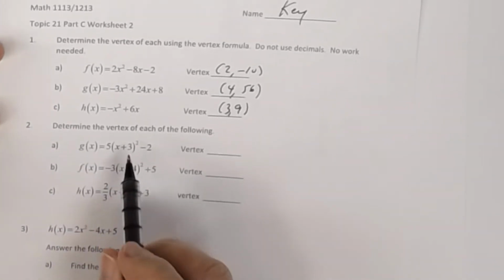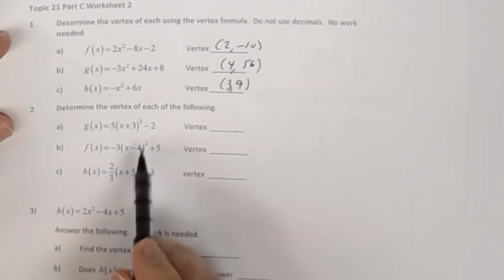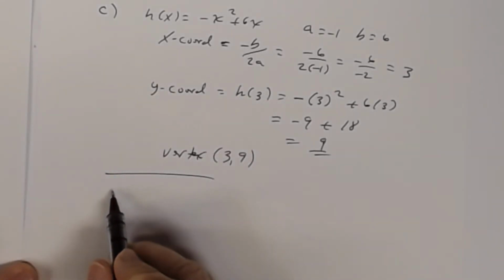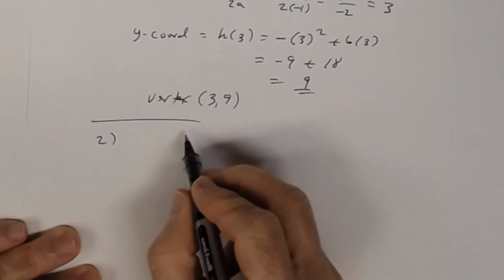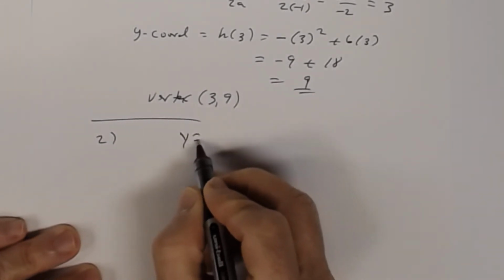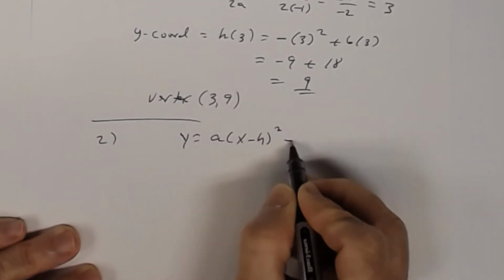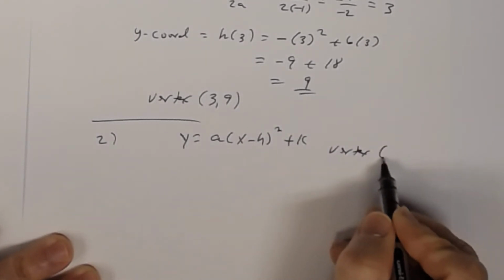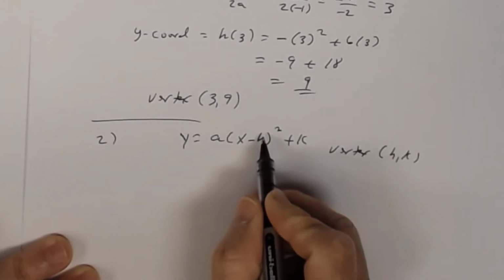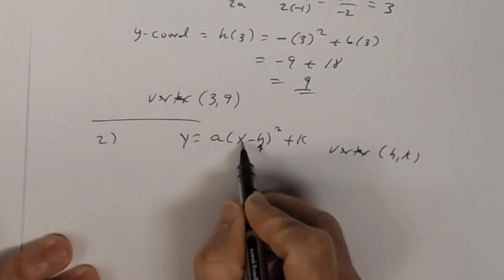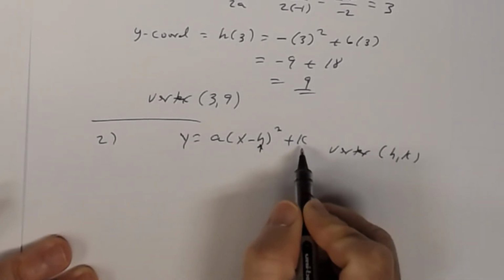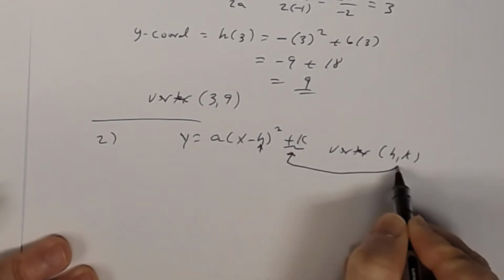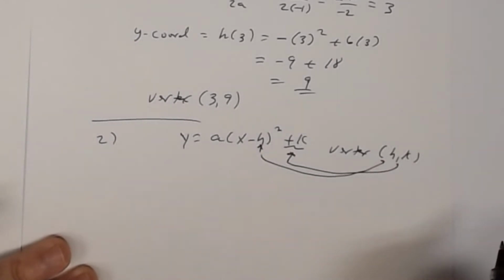Now, in number 2, you're given that these are in vertex form, and you want to find the vertex. So remember that vertex form is this. It's y equals a times x minus h squared plus k. But remember, your vertex would be h, k. So h is this part right here. You see, it doesn't say negative h; it says h. And then k is this. So that's your k, and that's your x coordinate of your vertex.